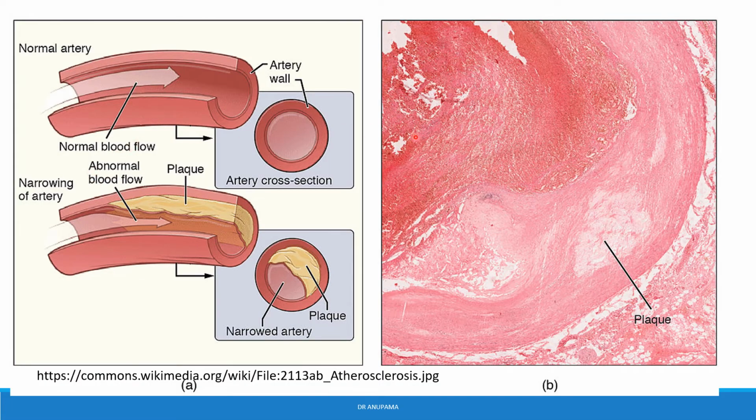Here is a representation of atherosclerosis. This is the normal artery wherein the artery wall is free, allowing the blood to flow. While this is narrowing of artery because of deposition of these plaques, here is the narrowed passage, and this is the plaque representation in the case of atherosclerosis.